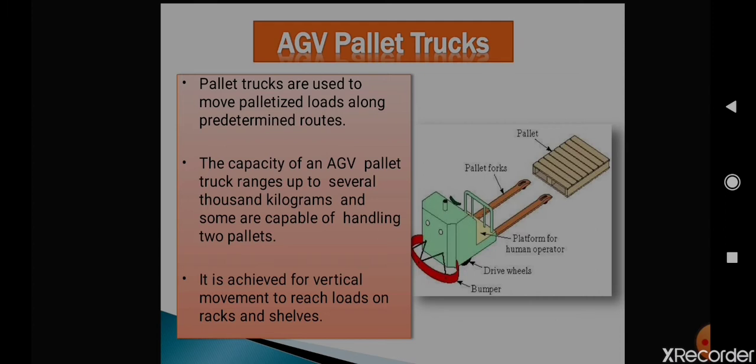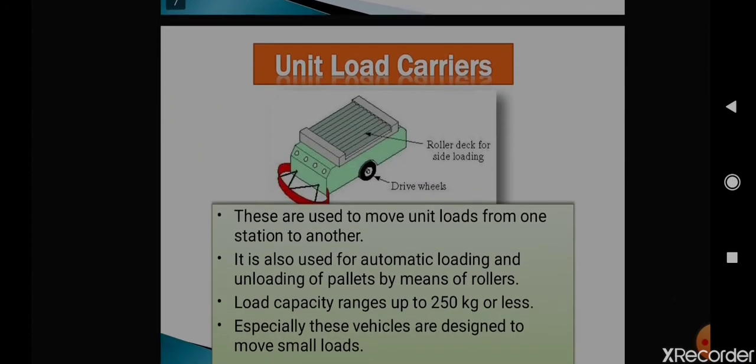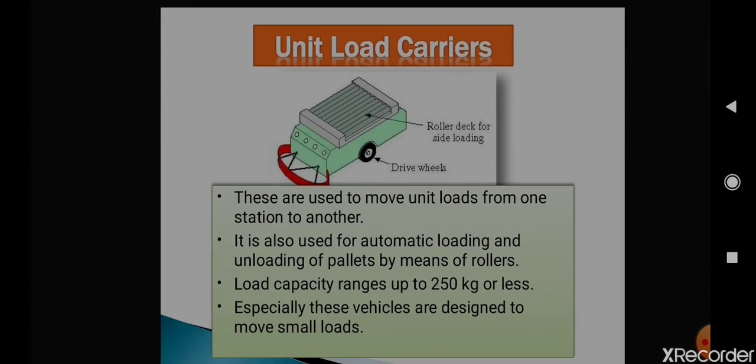And the third one is AGV unit load carrier. These AGV unit load carriers are just for carrying a unit load from one place to the other place, and the load capacity will be up to 250 kgs, not more than that, because it will be like a single unit. The driving unit as well as the load carrying unit will be the same. There will not be any different attachment like in your pallet trucks and your driverless trains.